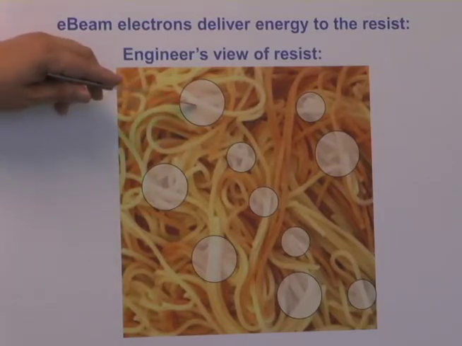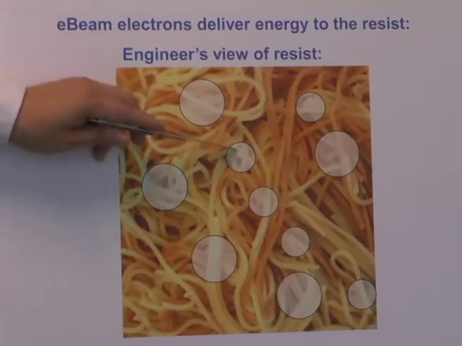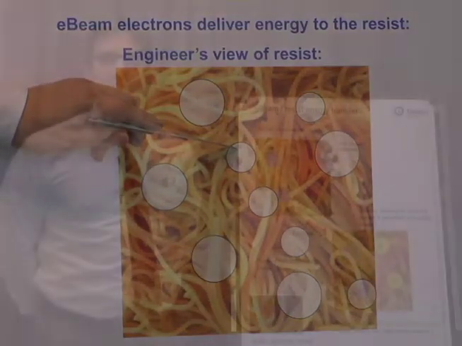Now, it is the secondary electrons, which typically have low energies, that are most well suited to be captured by these molecules in the resist. They then transfer their electronic energy and create the chemical changes we are interested in.